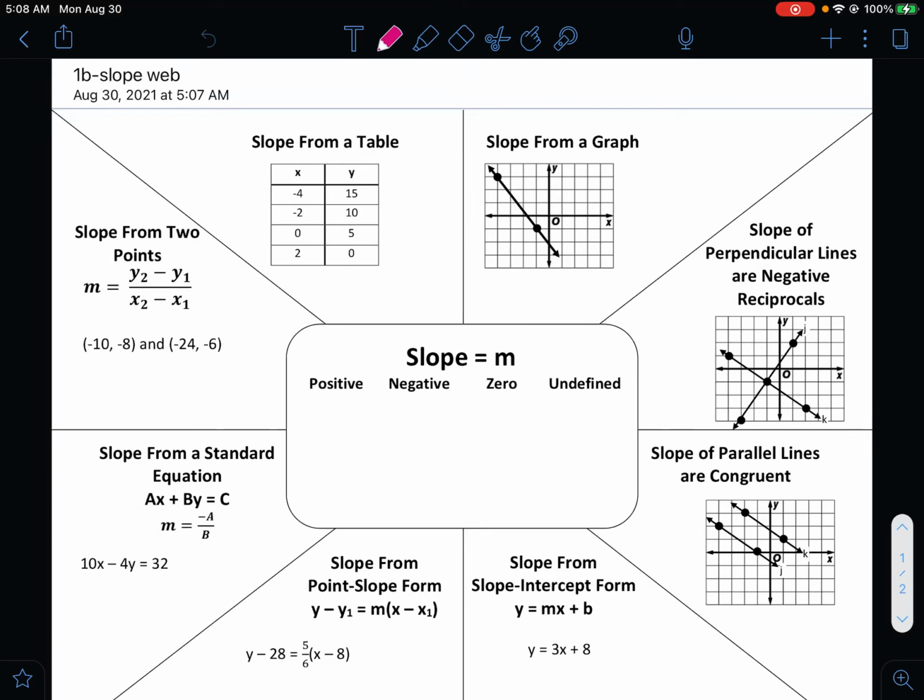Slope. So we're going to use this graphic organizer to take notes on slope. All right, first things first, let's talk about what it looks like. Positive slope is going to look like that. Negative slope is going to look like that. Zero slope is going to look like that. And undefined slope will look like that. So that's very important for you to know.